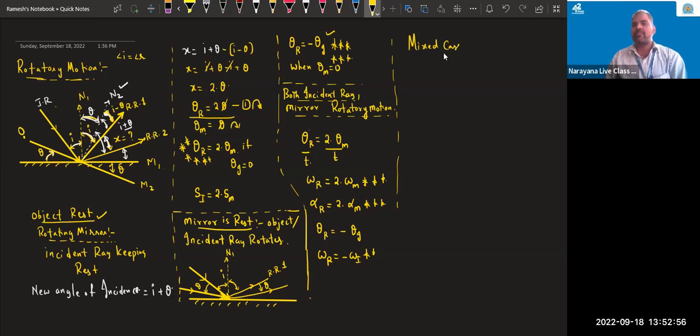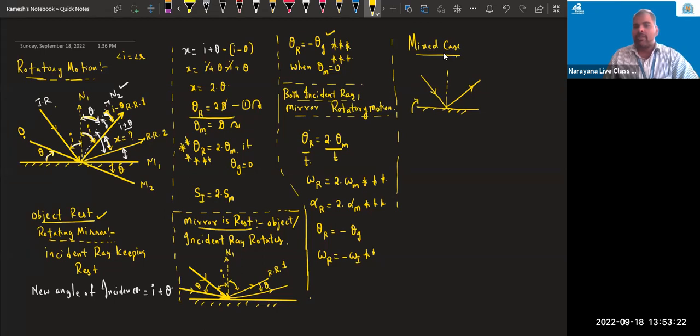Mixed case, in the sense that both the mirror is rotating and the incident ray is also rotating. Understood or not? If you take any plane mirror, this is which ray? Incident ray. This is which ray? Reflected ray.